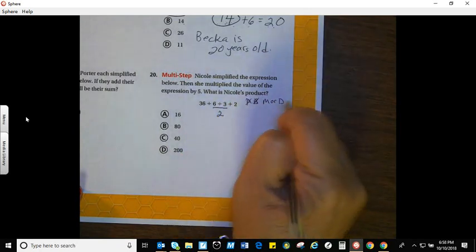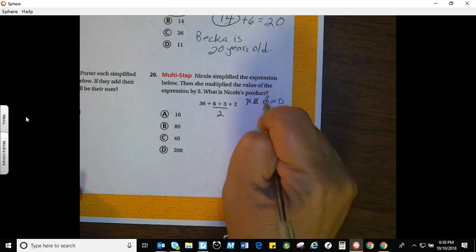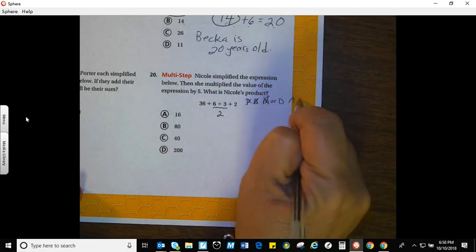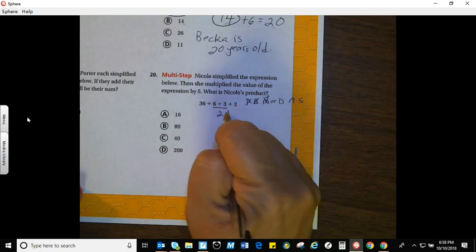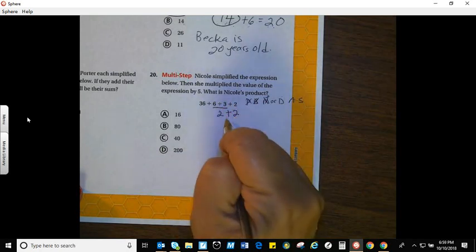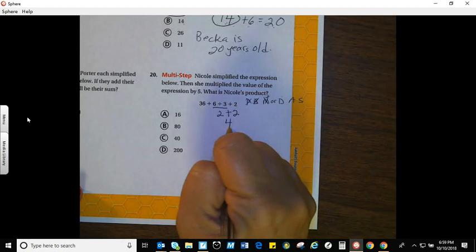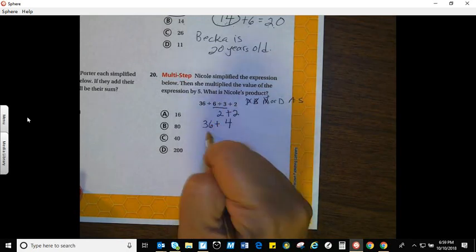Okay? I have to add or subtract. I'm going from left to right, so I'm going to do plus 2. And that makes it 4. Plus my 36, because I'm going left to right. 36 plus 4 equals 40.